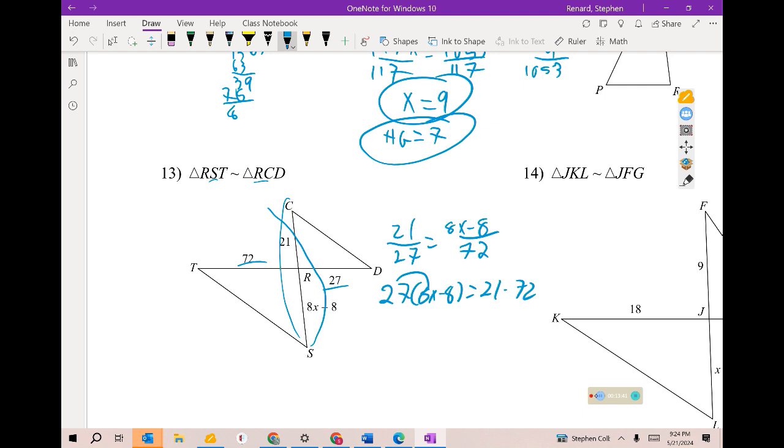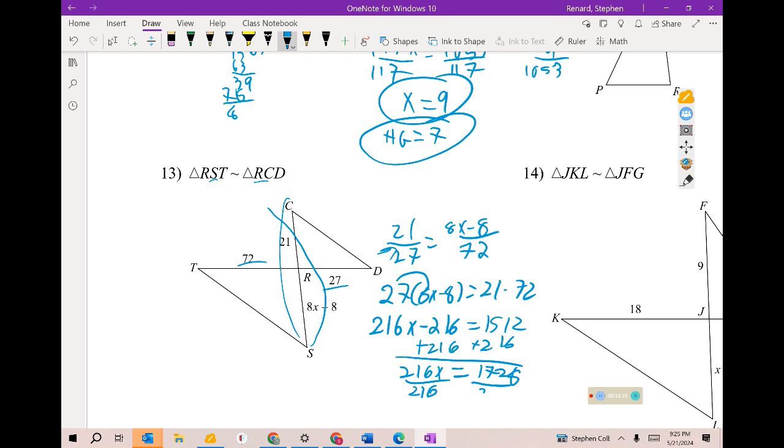So 27 times 8 is, so we have 216x minus 216. Then we have 21 times 72 equals 1,512. So from here on out, it's algebra. So we're going to add 216 to both sides. There's 216x equals 1728. Divide both sides by 216. We get x equals 8.